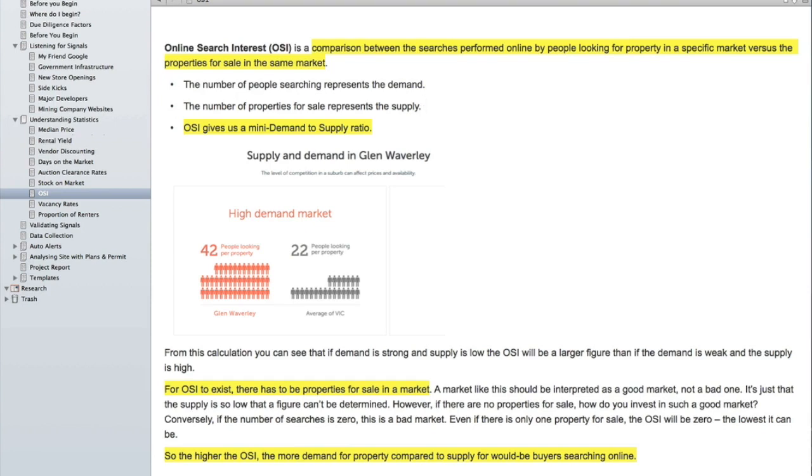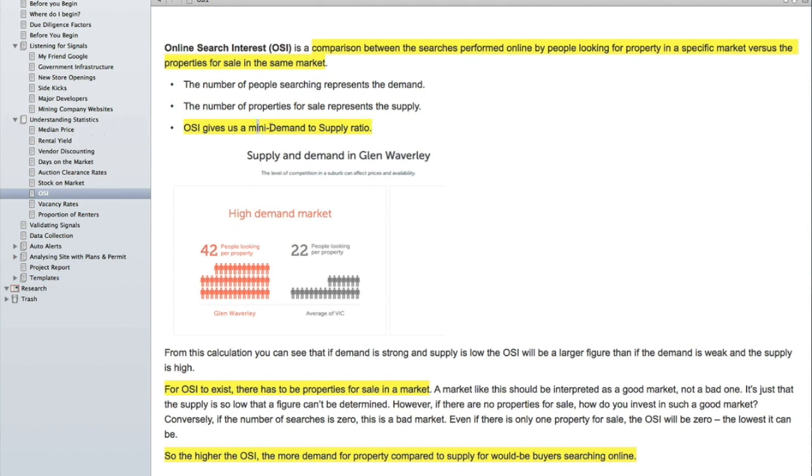Online search interest. A lot of online websites like realestate.com.au now report the online search interest, which is basically the number of people actually looking for that property in that suburb. It is a comparison between the searches performed online by people looking for property versus the properties for sale in the market. So the number of people searching represents the demand, and the properties for sale represent the supply.